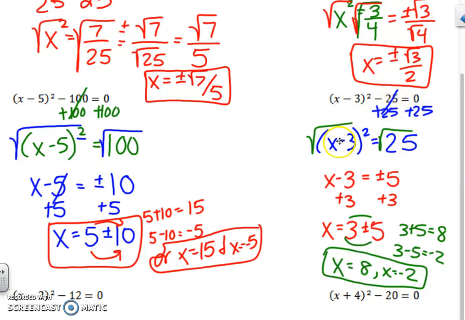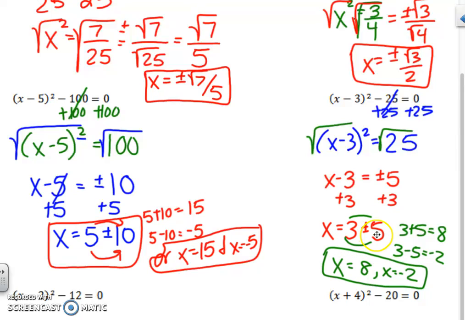That'll cancel out, leaving us with x minus 3 squared equals 25. Now you have to take the square root to get these parentheses to go away. And the square root of 25 is plus or minus 5. So you've got x minus 3 equals plus or minus 5. You will add 3 to cancel these out. And again, you will rewrite this with the 3 in front with the plus or minus after it.